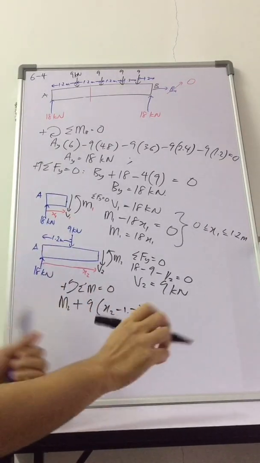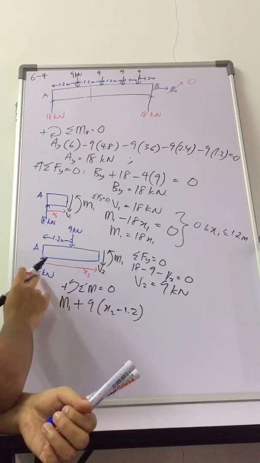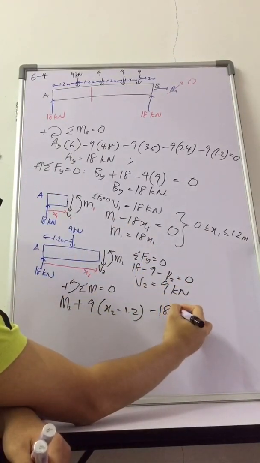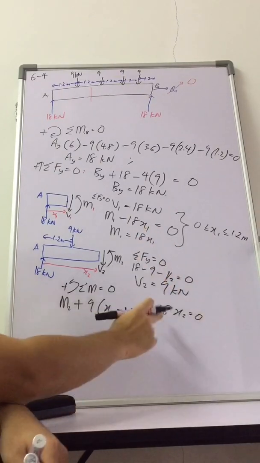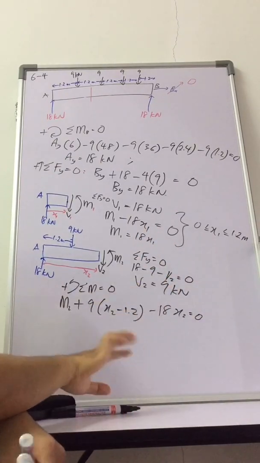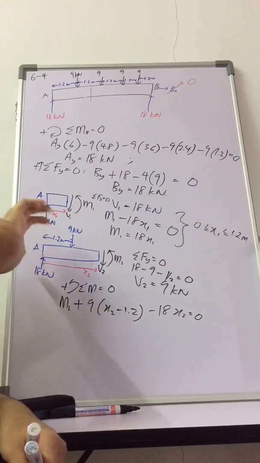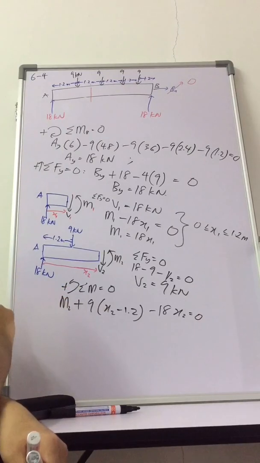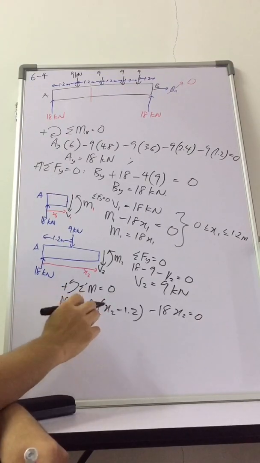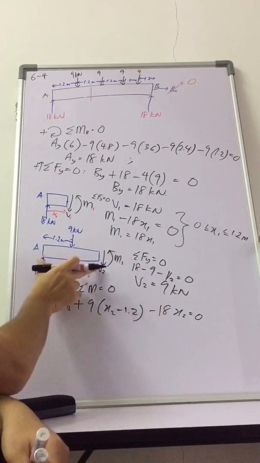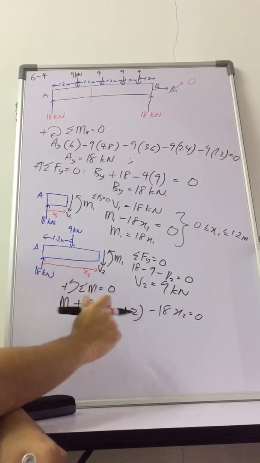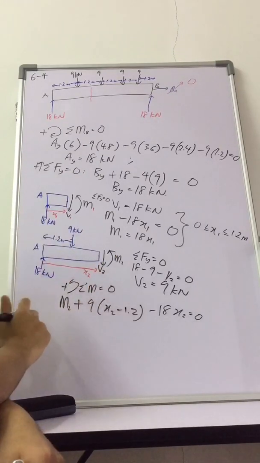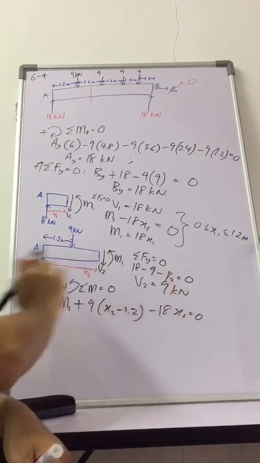And then the other one is this. So this 18 kilonewton will be minus 18 kilonewton times X2 equals to 0. Why minus? Because this 18 kilonewton will cause the clockwise rotation, that way around of this M, right? And X2, this is the arm. Again, we define this as X2, right? So depends on how you define X2, whether it's this or this. Right? Equals to 0 because it's in equilibrium.